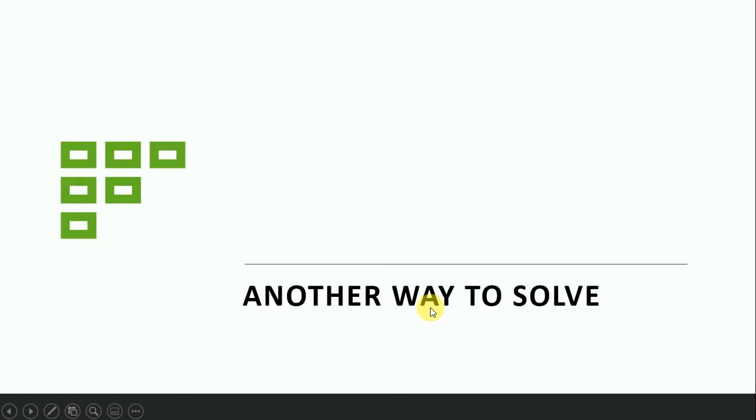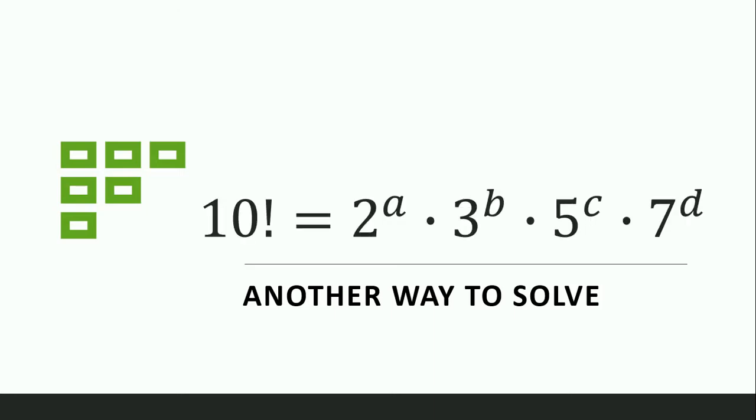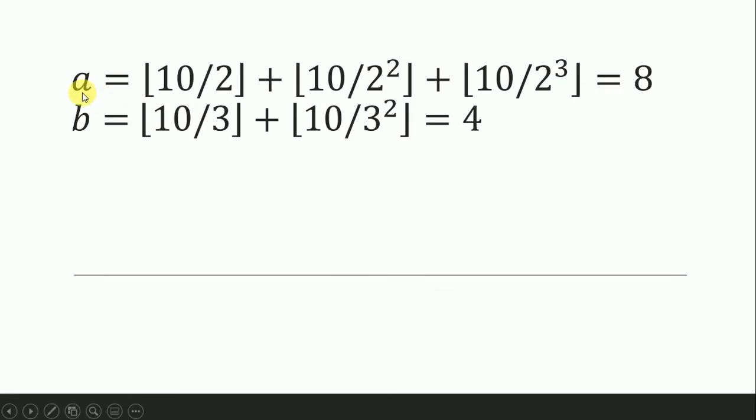So we have another way to solve this problem. We could use this technique. We could write all of the prime factors, but assign variables as their exponents. So for example, 10 factorial would be equal to 2 raised to the power of a times 3 raised to the power of b times 5 raised to the power of c times 7 raised to the power of d. How do we find the values of a, b, c, and d? Simply apply the process earlier. So a is equal to the floor of 10 over 2 plus the floor of 10 over 2 squared plus the floor of 10 over 2 cubed, which is equal to 8.